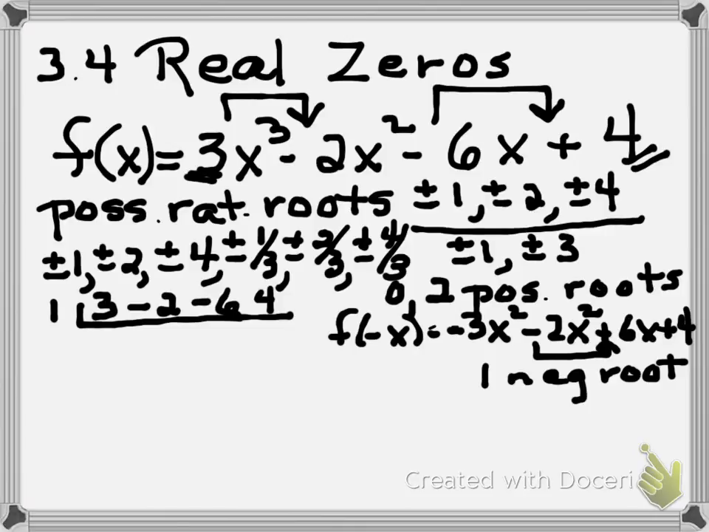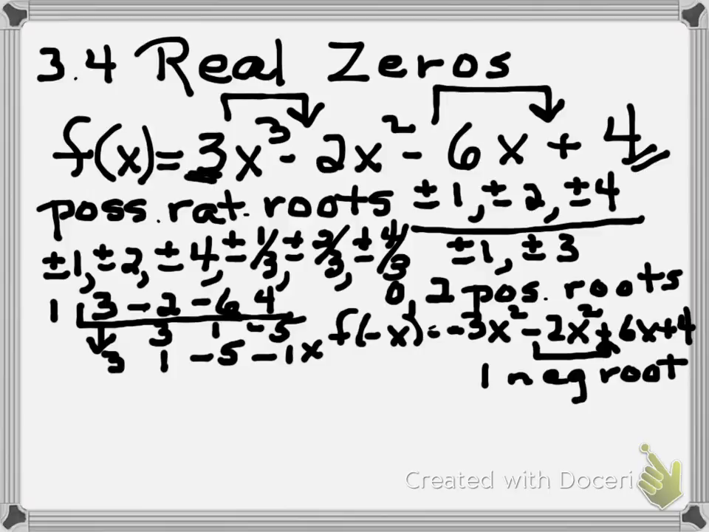So let's take the synthetic division. Remember from last week, bring down the 3. 1 times 3 is 3. Adding, negative 2 and 3 is 1. 1 times 1 is 1. 1 and negative 6 is negative 5. Negative 5 times 1 is negative 5. And we get negative 1. So that means that we did not get a remainder of 0. This is not a root.